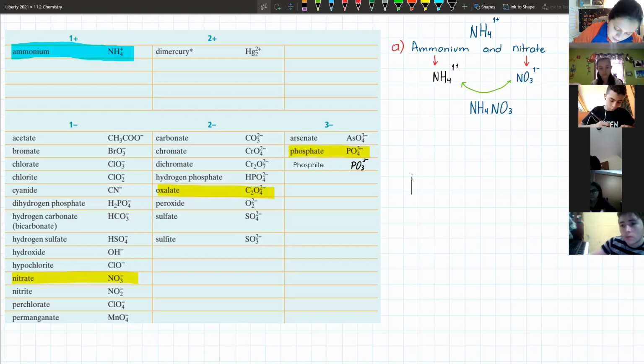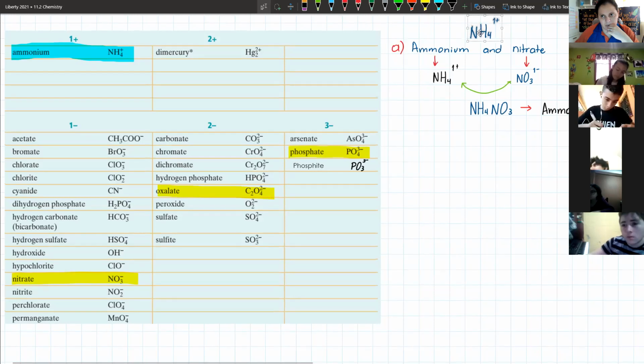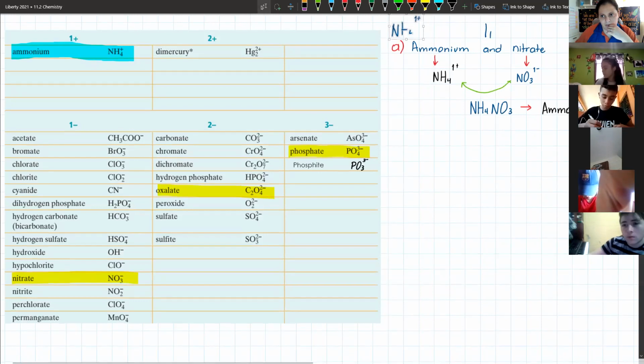Now, what is the name of this compound? Ammonium nitrate. Do you have a question so far? No. Okay.